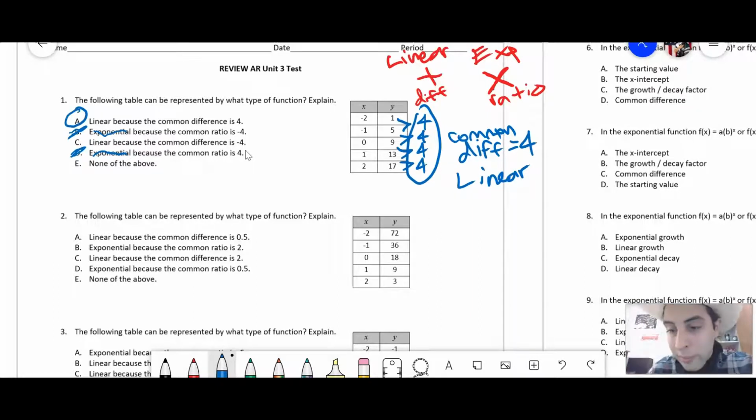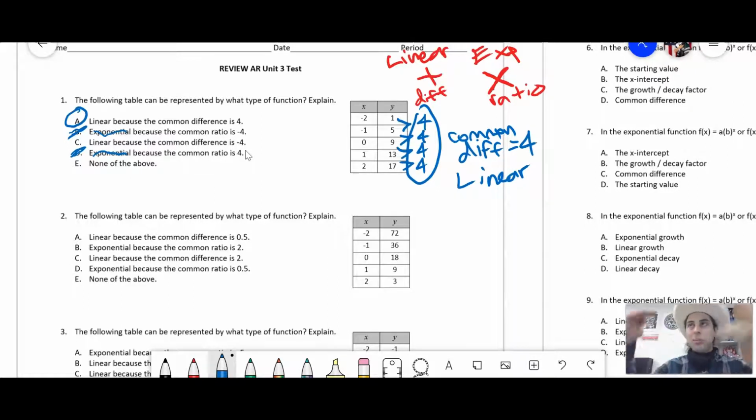Now I understand how someone can get C. If you did for the first difference 1 minus 5, if you switch the numbers, you get a negative 4. 5 minus 9, negative 4. 9 minus 13, negative 4. That's not how it works, okay? The number below minus the number above. The number below minus the number above, okay? It's very important that that's how you do your subtraction, okay?